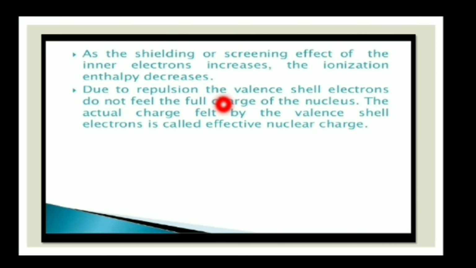Due to the repulsion, valence shell electrons do not feel the full pull of the nucleus. The actual charge felt by the valence shell electron, as opposed to the full charge of the nucleus, is called the effective nuclear charge.